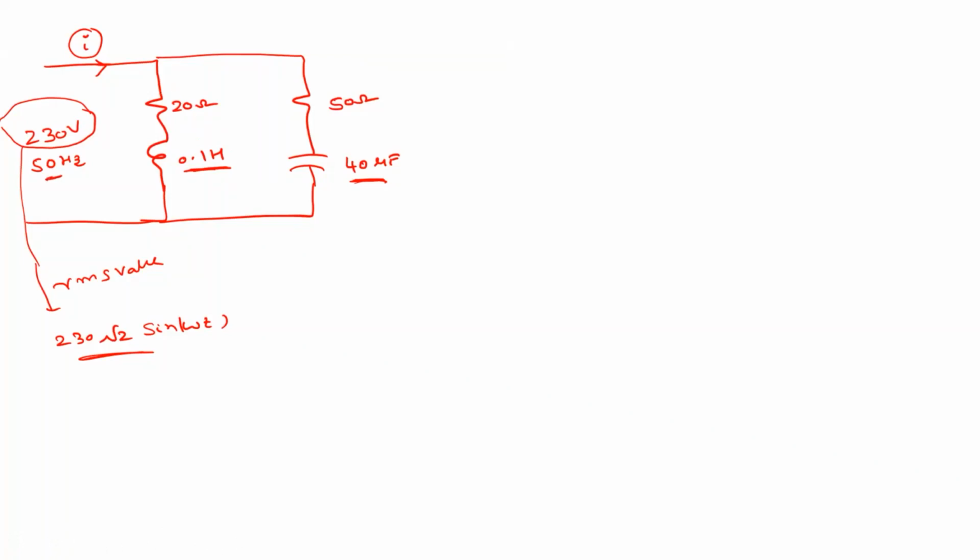So let us assume that this entire thing is Z1 and this entire thing is Z2. So what is Z1 here? 20 plus j omega L, which is j 31.4, from 50 into 0.1, right? So Z1 is 20 plus j 31.4 ohm.